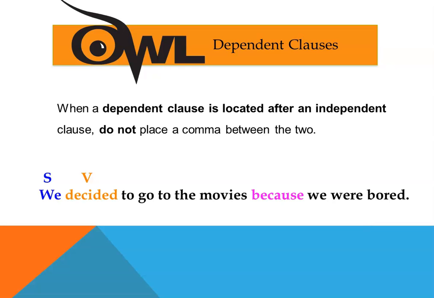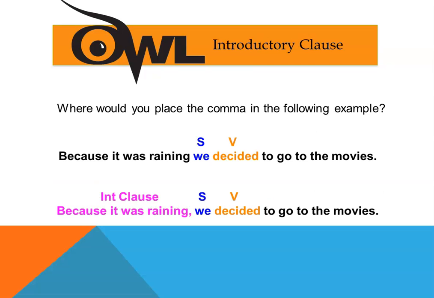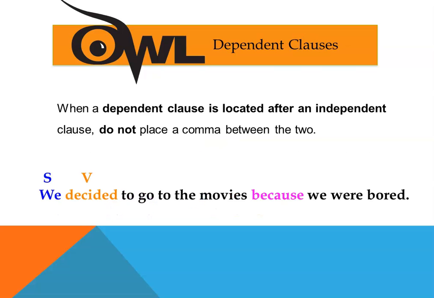So now a caveat to this rule. When a dependent clause comes after the independent clause, you do not place a comma between the two, okay? So you only use a comma after a dependent clause when it comes, in this case, at the beginning rather than the end of a sentence. If it comes after, you don't use a comma. So we decided to go to the movies because we were bored. Some people make the mistake of placing a comma here.